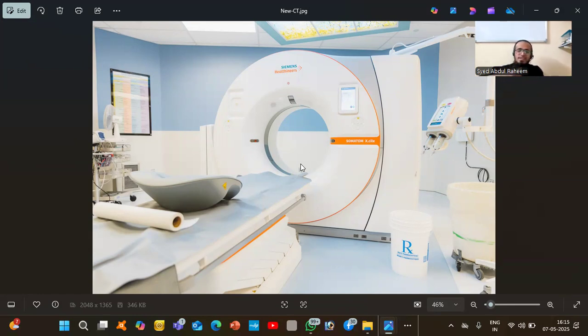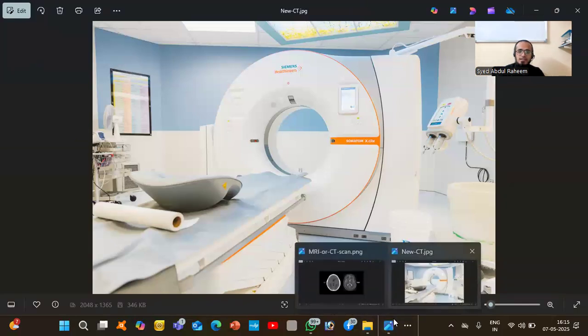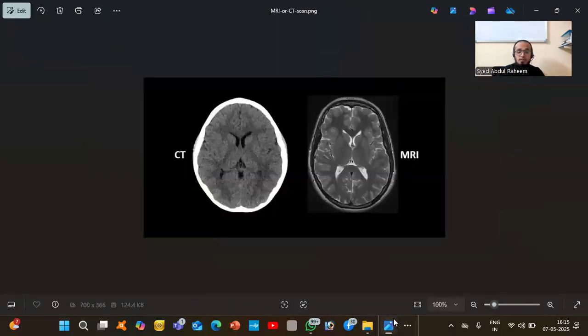So in the CT scan, it will take different X-rays and detect the images, and the images are combined together with the help of computer. That is the reason we call it CT scan. And the first thing is what is the difference between CT scan and MRI? MRI stands for magnetic resonance imaging. We will discuss it in the next class.